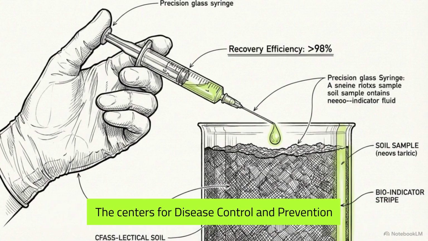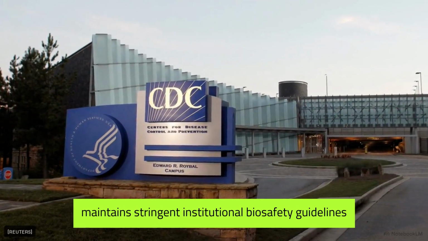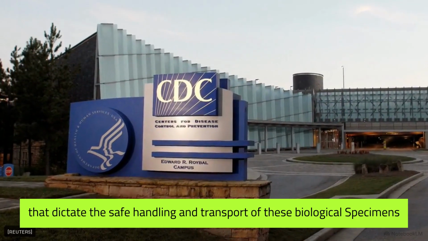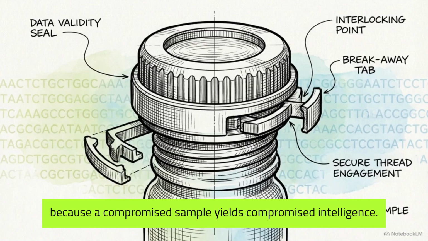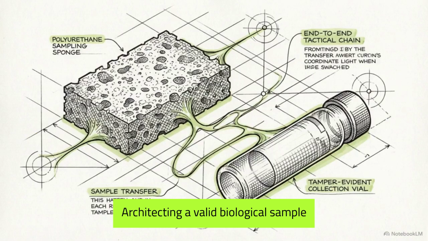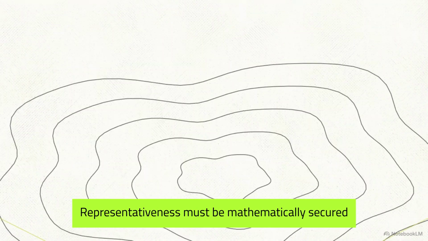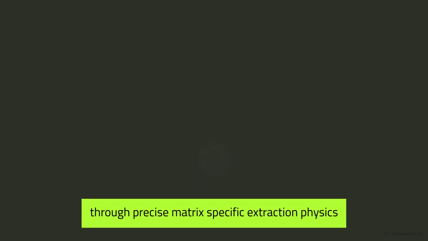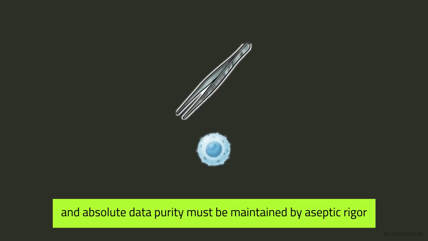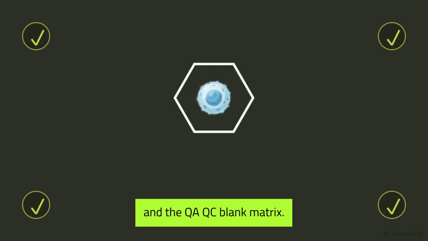testing process. The Centers for Disease Control and Prevention maintains stringent institutional biosafety guidelines that dictate the safe handling and transport of these biological specimens. Because a compromised sample yields compromised intelligence, aseptic lockdown is the critical bottleneck for data validity. Architecting a valid biological sample requires a complete end-to-end tactical chain. Representativeness must be mathematically secured within the probability grid. Biological stabilization must be achieved through precise, matrix-specific extraction physics, and absolute data purity must be maintained by aseptic rigor and the QA/QC blank matrix.